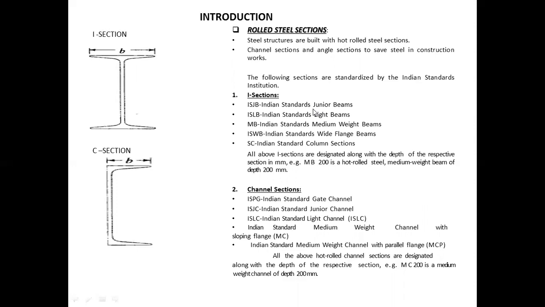So here, in the left side of the slide, there is a given diagram of I section, how the I section looks. Okay, so it is a typical diagram of I section where this is flange, this is web. Okay, and this is the breadth of the I section. I sections include many types of different forms of the rolled steel sections, in which there are junior beams, light beams, medium beams, wide flange beams, column section.